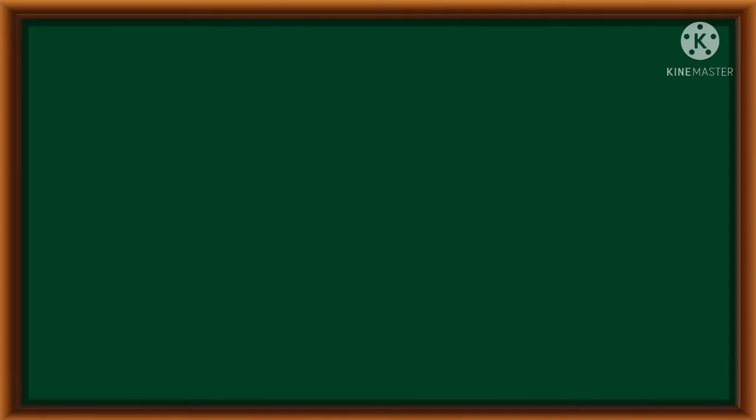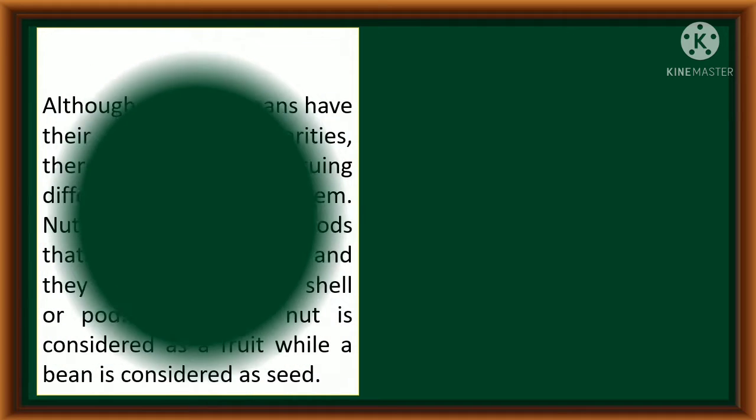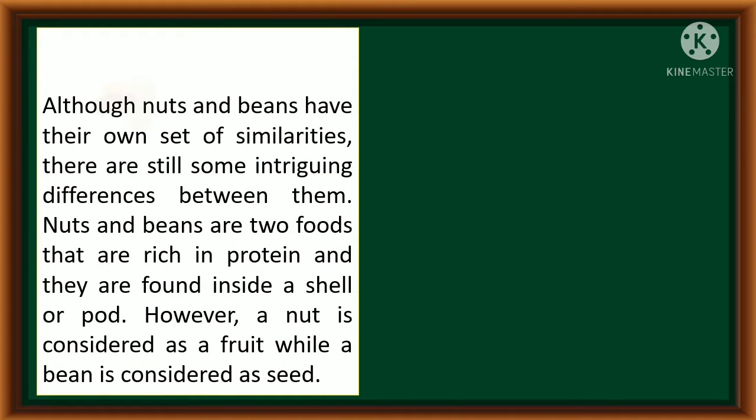Let's take a look at an example as well as the steps to make a Venn diagram. Although nuts and beans have their own set of similarities, there are still some intriguing differences between them. Nuts and beans are two foods that are rich in protein, and they are found inside a shell or pod. However, a nut is considered as a fruit while a bean is considered as a seed.